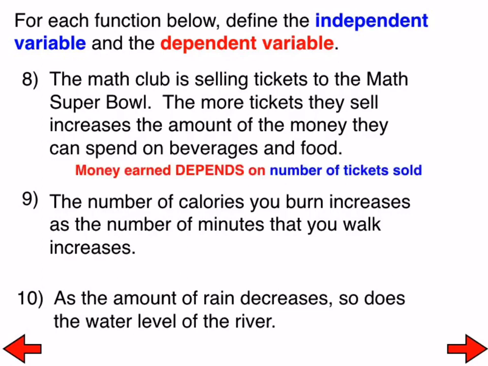Well, in that scenario, and you probably should add that to your notes, money earned depends on number of tickets sold. So that means that the money earned is the dependent variable. That's why I color-coded it there. And the number of tickets sold is the independent variable. The amount of money you earn depends on how many tickets you sell.